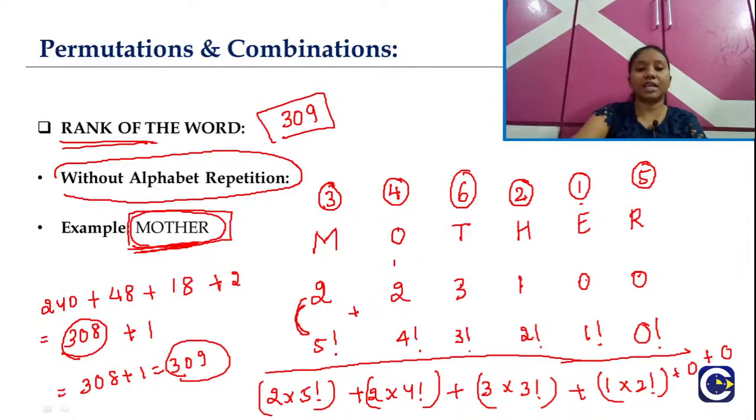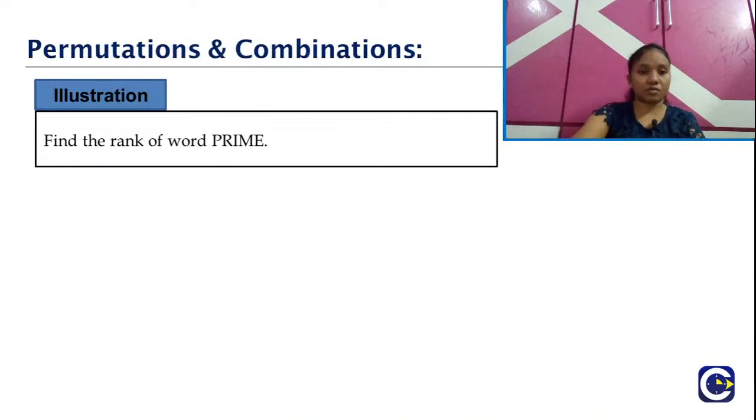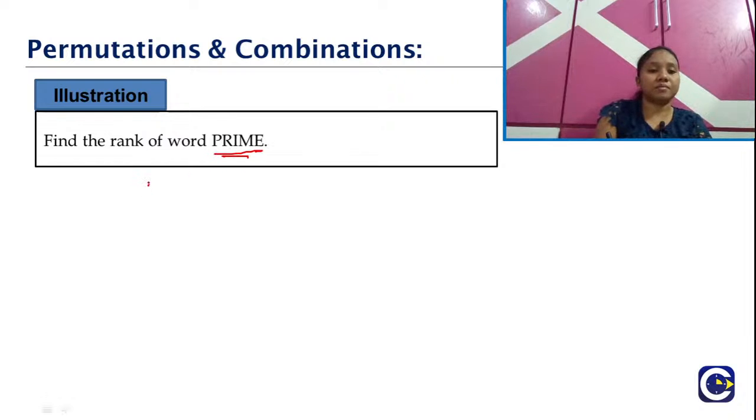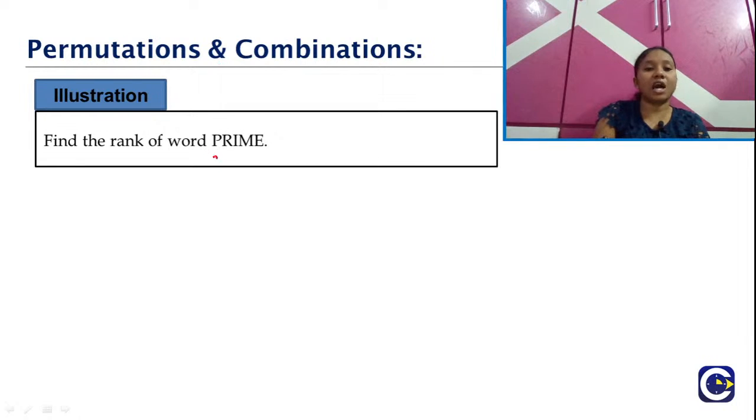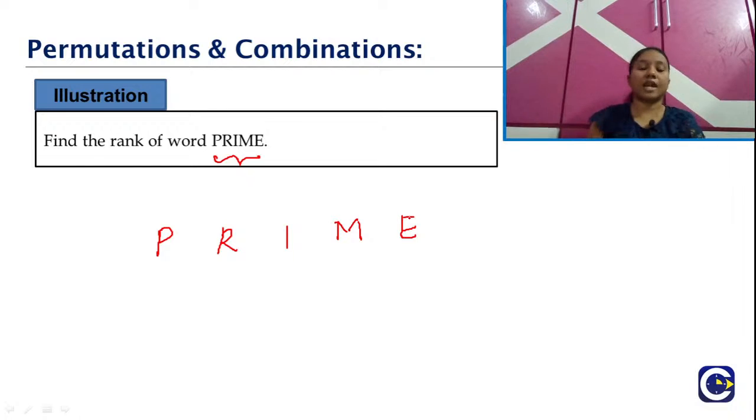So let's do an example here. Here we'll take a word, the word prime. So try and find the rank of this word prime. First and foremost thing we have to verify here is whether any alphabet given in this word is repeating or not. That is the first thing we have to identify. Once they are not repeating, we can go by the procedure that we have just seen. So take the word prime and try and find the rank of this word.